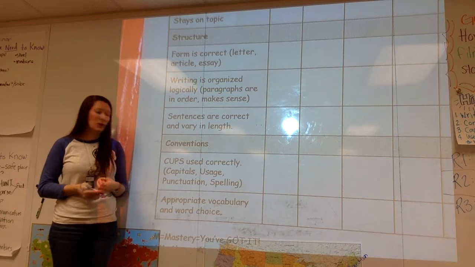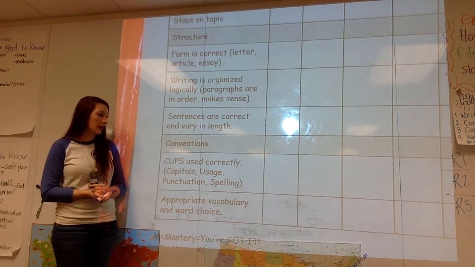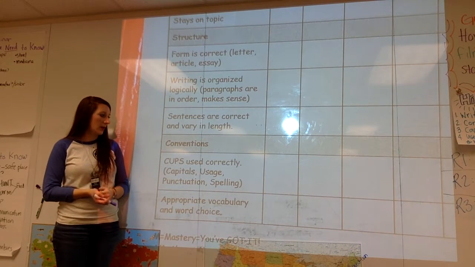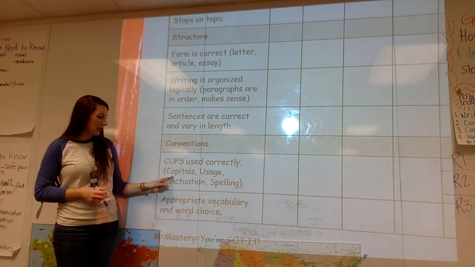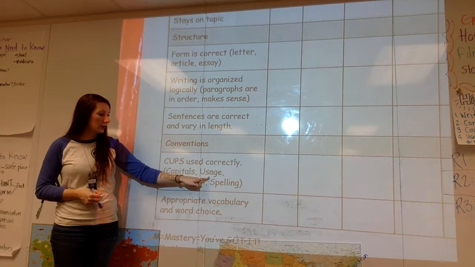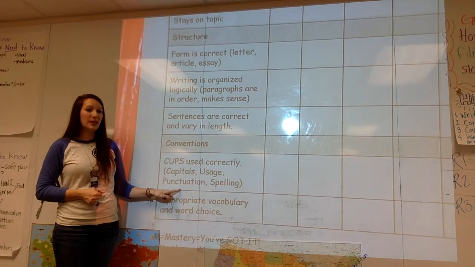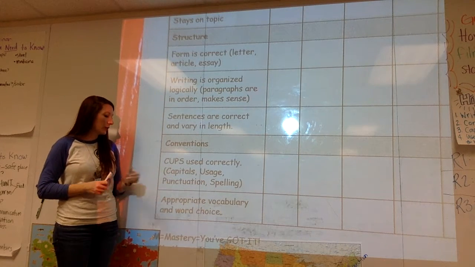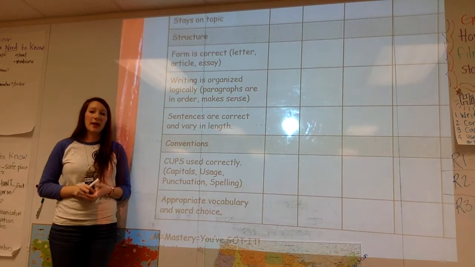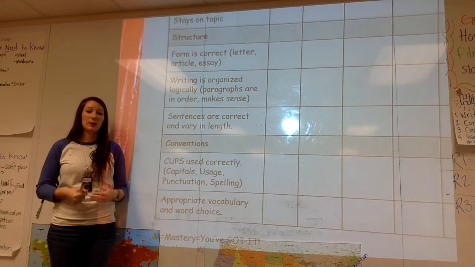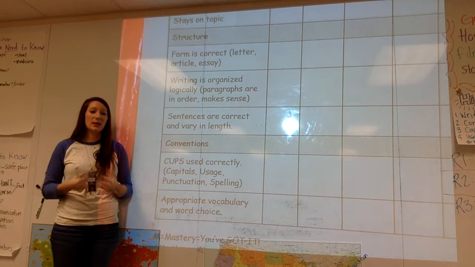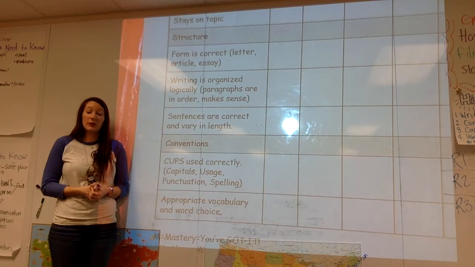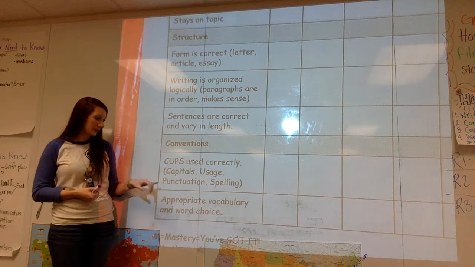This one is probably the most cut and dry thing that you'll be grading. CUPS is the acronym we'll use for looking for correct conventions. The C stands for capitals, the U stands for usage, the P stands for punctuation, and the S stands for spelling. So when you're looking for capitals, make sure that proper nouns like specific people, specific places, days of the week, months, those are capitalized. Also make sure that the first letter of every sentence is capitalized.